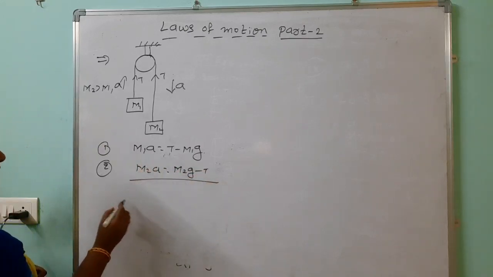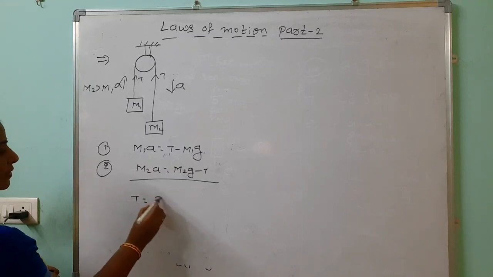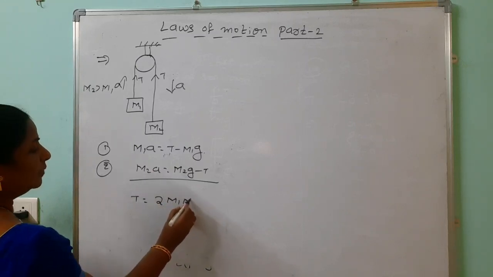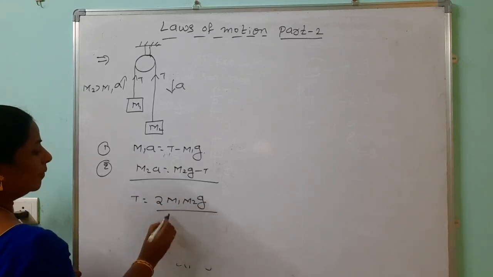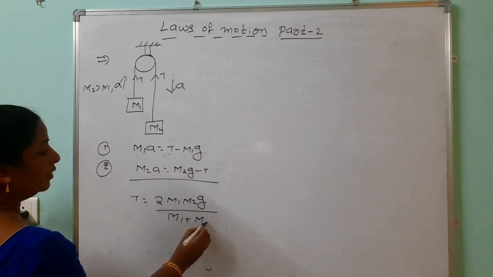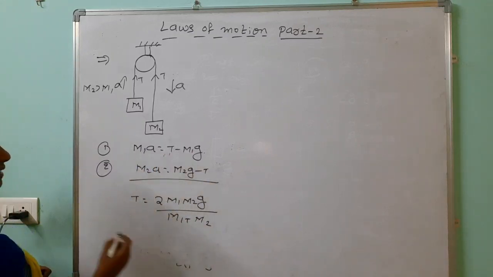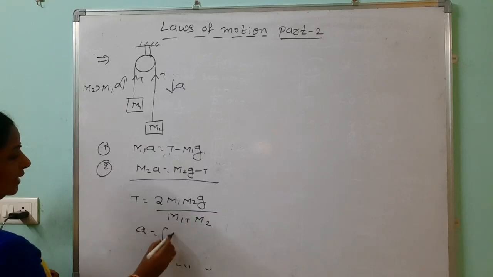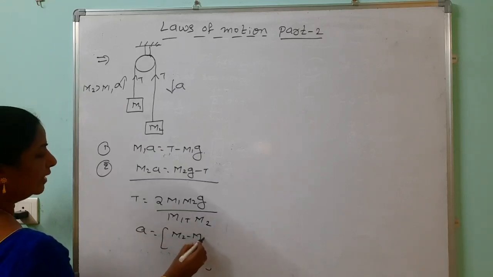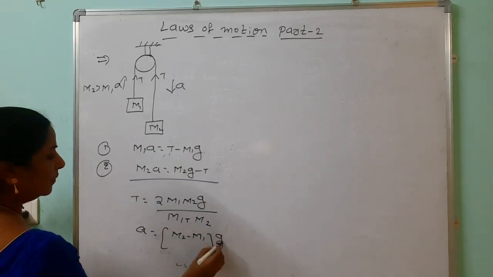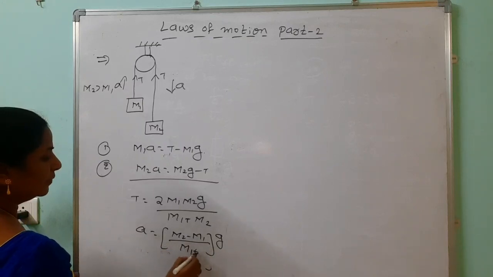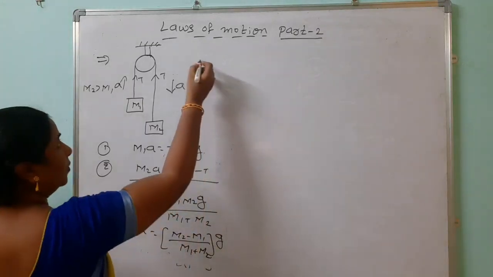After simplification, we are getting the tension equals 2m1m2g by m1 plus m2. When you substitute the tension in any case, you get the acceleration equals (m2 minus m1) into g by m1 plus m2.